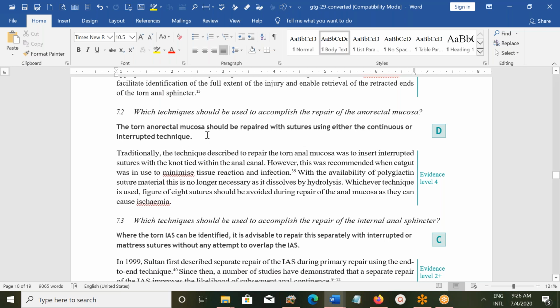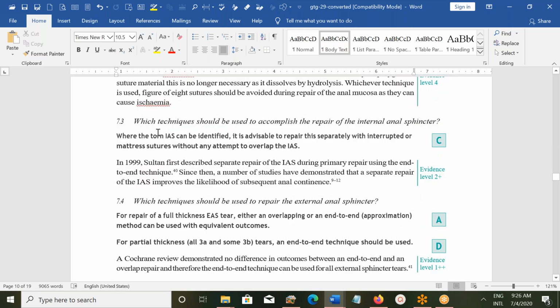So if the anorectal mucosa has been torn, then it should be repaired with sutures using either the continuous or the interrupted technique. If there is a question of which technique should be used to repair the internal anal sphincter, then we know that when the internal anal sphincter has been torn and is identified, it should be repaired separately, not along with other structures, okay? With interrupted or mattress sutures without any attempt to overlap the internal anal sphincter. Don't overlap that, you are just going to approximate that.